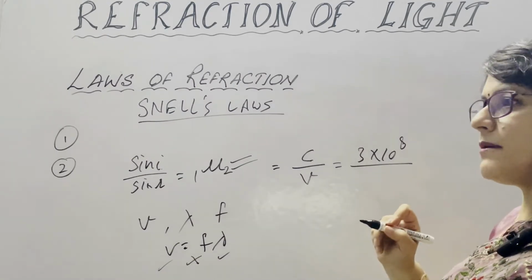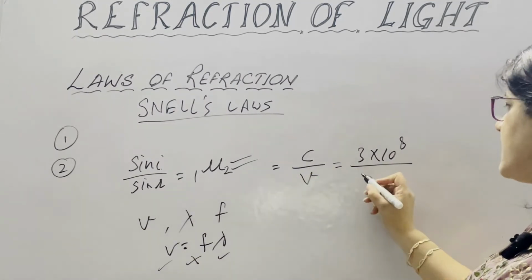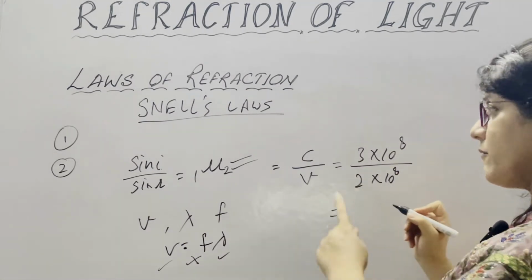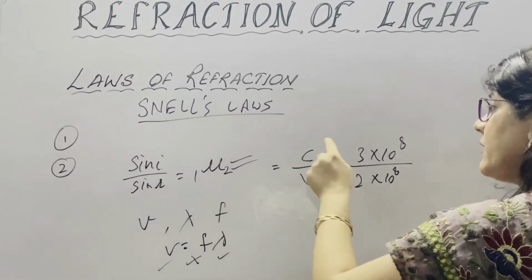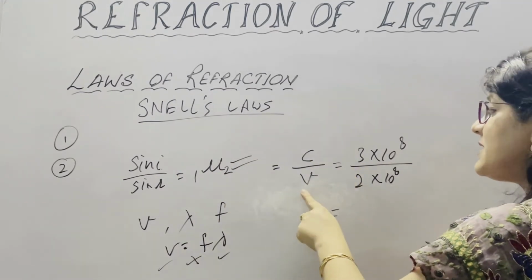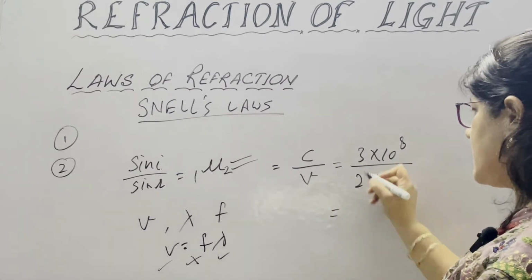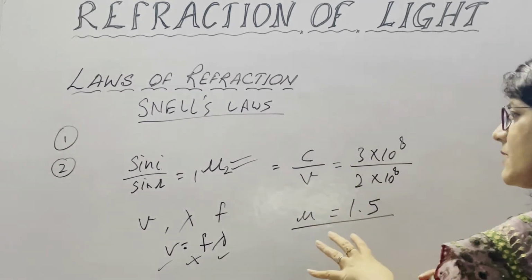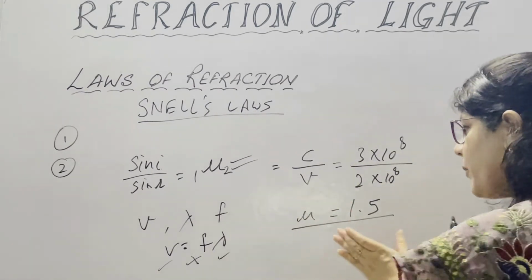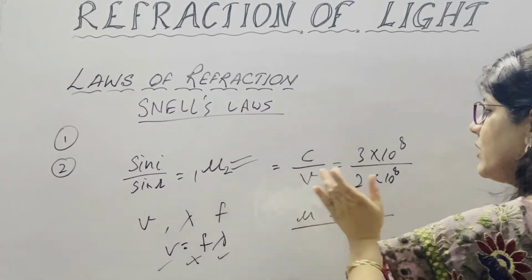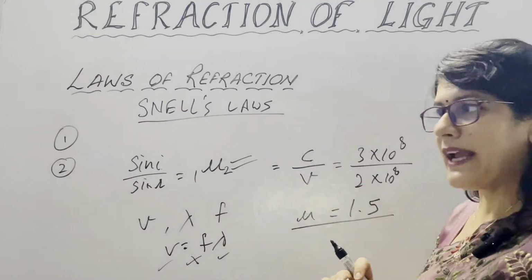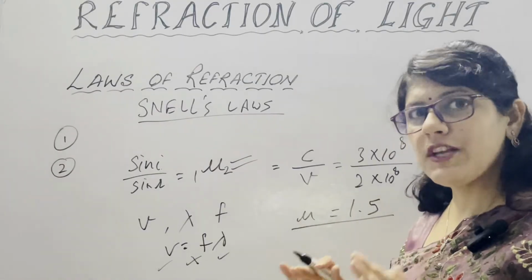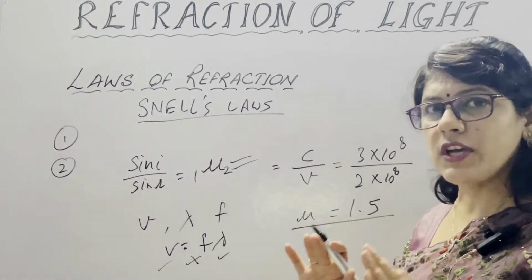Suppose we are taking the other medium as glass, and its speed is 2 into 10 to the power 8. So the value of absolute refractive index, where this medium is air and this medium is water, or you can say glass, comes out to be 1.5. So mu is equal to 1.5. This statement means that the speed of light in air is 1.5 times more as compared to glass, or you can say the speed of light is 1.5 times less in glass as compared to air. So whenever there is a change in refractive index, it means there is a change in speed of light.